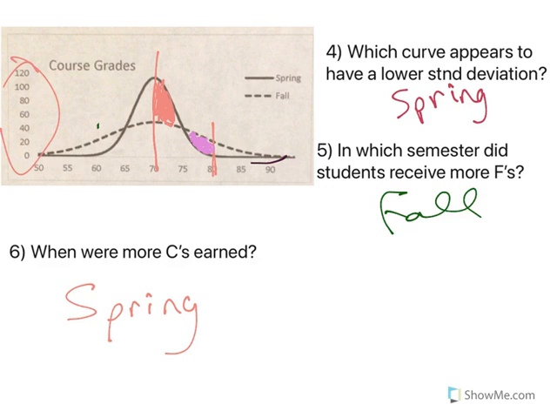And frequency, so this has a higher frequency. Like 100 students had this, whereas it's only maybe 40. So spring has more Cs, and that's because all of the grades in the spring are clustered around the average of 70. The majority of the grades being clustered around that average is also going to lead us to more Cs being in the spring, whereas the fall semester had more Fs.